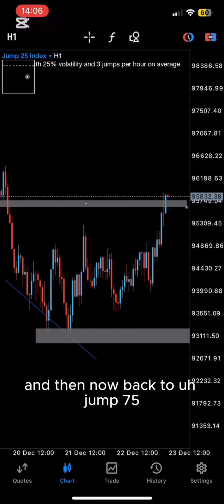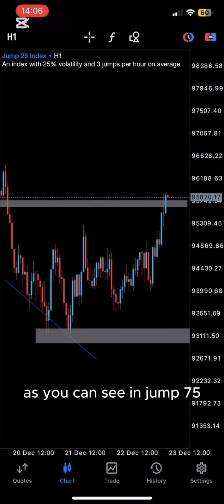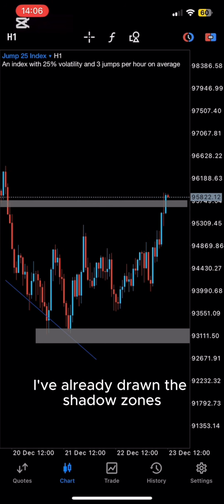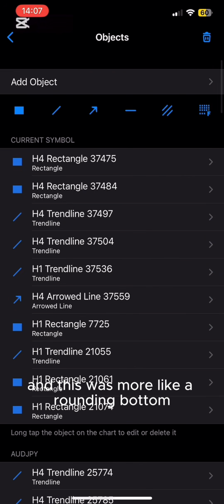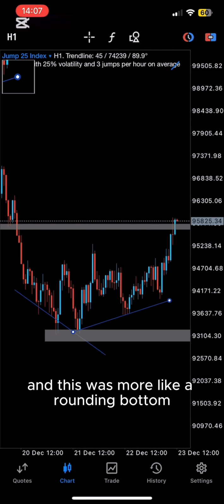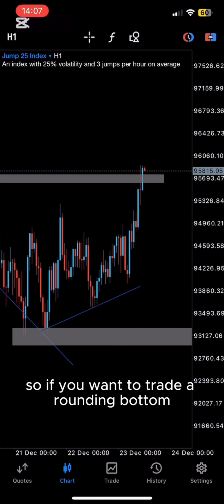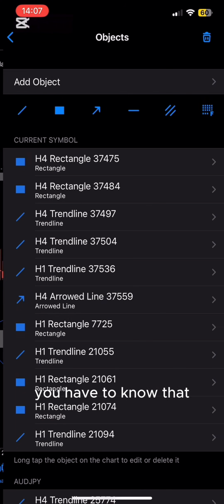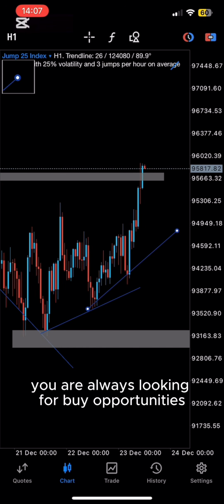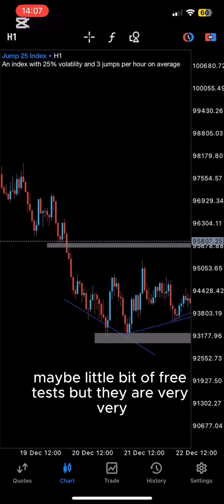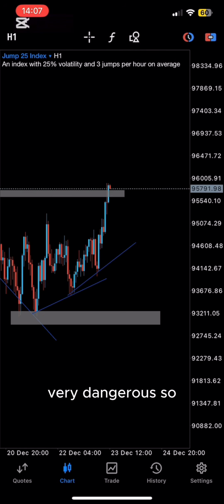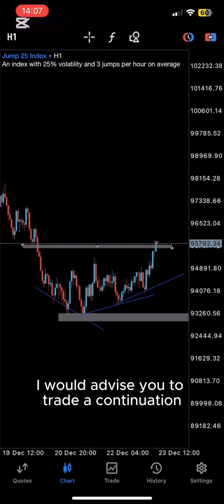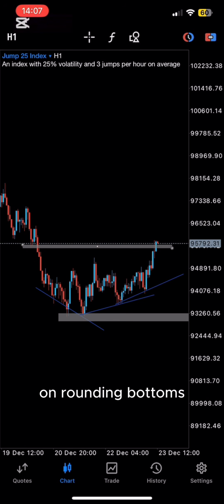And now back to Jump 75. As you can see, in Jump 75, I've already drawn the shadow zones that are marking the areas of confluence, and this was more like a rounding bottom. If you want to trade a rounding bottom, you have to know that you are always looking for buy opportunities. Maybe a little bit of retests, but they are very, very dangerous. So I would advise you to trade a continuation on rounding bottoms.